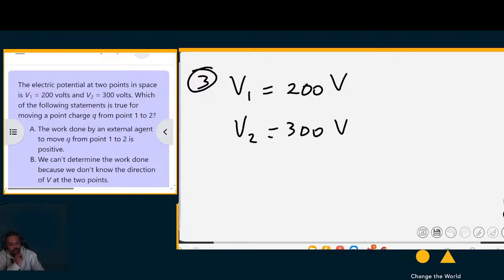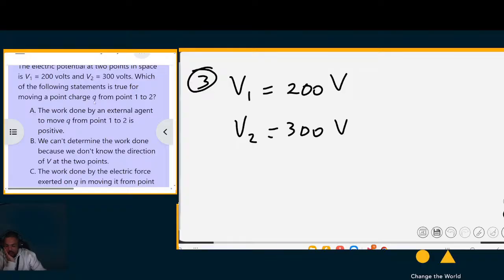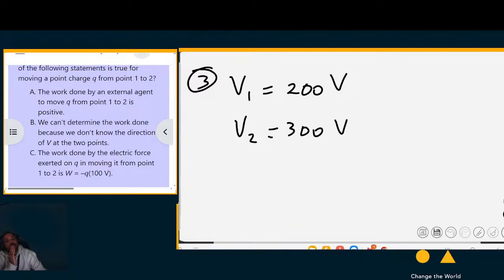Okay, so we're moving from point 1 to point 2. Which of those statements are true? The first statement, statement A, says the work done by an external agent to move Q from point 1 to 2 is positive. Let's just look at statement A. To calculate the work done, the external work, it's equal to Q delta V.